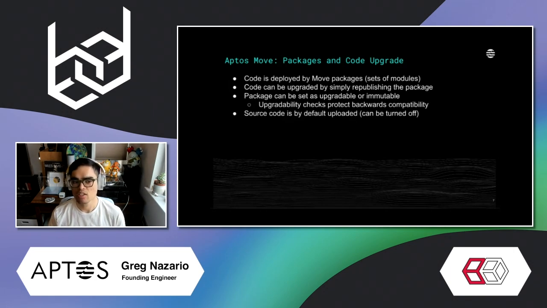Additionally, packages can be set as upgradable or immutable at creation time. And you can actually upgrade them from upgradable to immutable. That way it gives you the flexibility that you want to be able to upgrade the contract later or prevent it from changing, specifically for whatever use case you want.